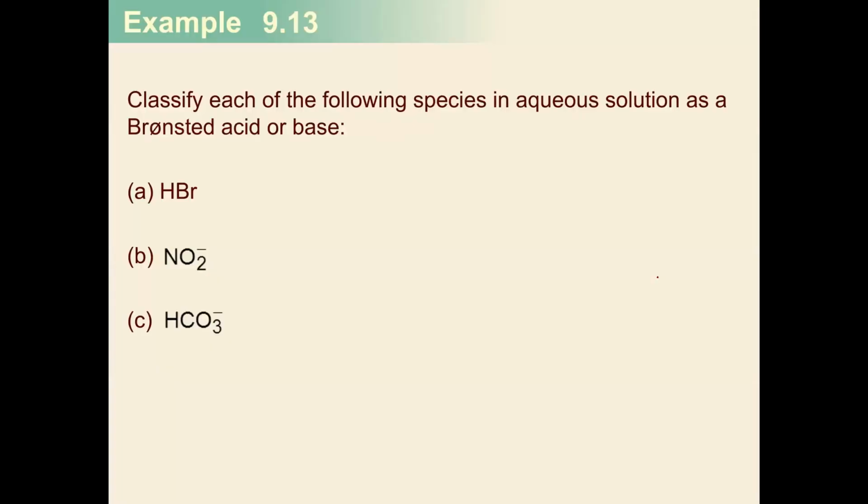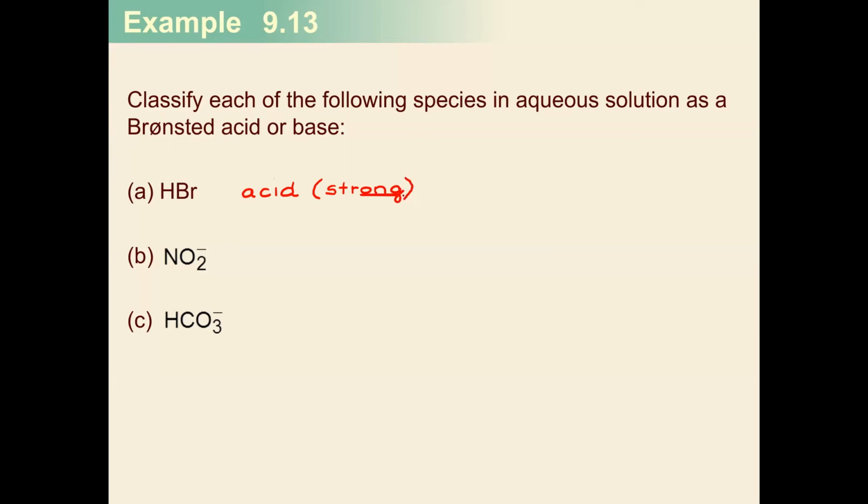So let's go ahead and classify each of the following species in aqueous solution as a Bronsted-Lowry acid or a Bronsted-Lowry base. So let's go ahead and look at species A. This is hydrobromic acid. So this is going to be an acid. We are going to donate that hydrogen in the form of H+. This is also one of our strong acids.